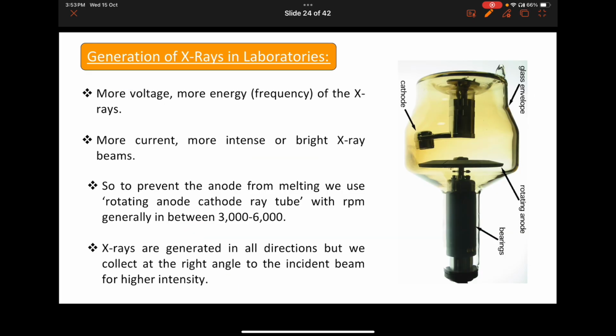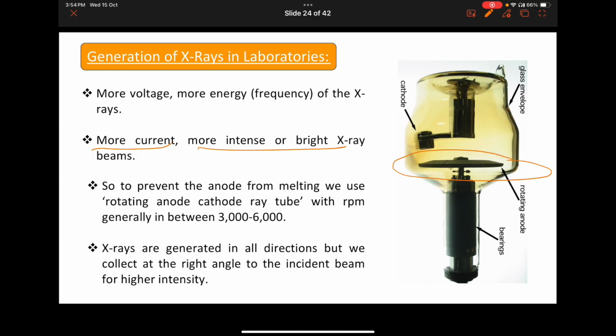And we know that if we use more voltage across the cathode and anode, then the X-rays we get are of very small wavelength and very high energy. And if we need more intense X-rays, we have to provide more current. The thing is that if we use more current, we get more intense X-rays, but the anode will start to heat up a lot, and it can melt easily. So to tackle this problem of the anode melting away, we use rotating anodes, so that the particular point of the anode which has been used in generating the X-rays can be cooled down and reused. And so we use a rotating anode.